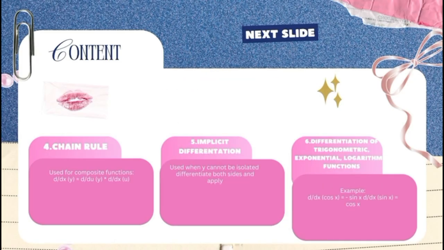Alright, now let's go through three more essential techniques. The fourth one is the chain rule. This is used when you have a function inside another function, a composition. The idea is derivative of the outside multiplied by derivative of the inside.